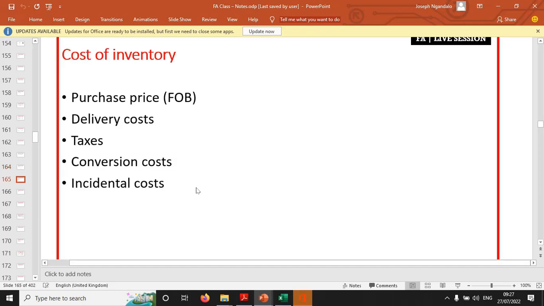Let us look at what should be included in the cost of stock. Purchase price, free on board. What does that mean? Manufacturer's price, right? So that's free on board, yes. Manufacturer's price.